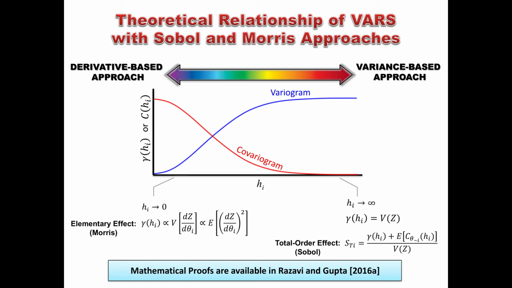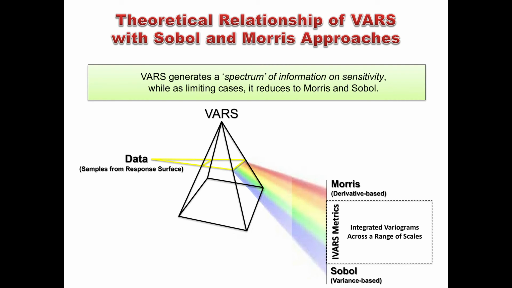And the mathematical proofs of these are available in the papers, but the point I'm trying to make is that once you apply VARS, it generates the full spectrum with its own metrics, but as side products, it also generates the elementary effects and total order effects. And this is, we tend to show its functioning. So VARS generates a spectrum of information on sensitivity, while as limiting cases it reduces to Morris and Sobol. These are my limiting cases, basically.